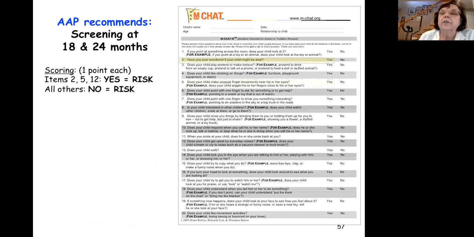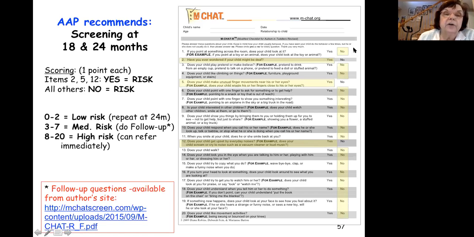There are 3 items where the yeses score as risk points, whereas in general, it's the no's that are risk. So if you point to something across a room, does your child look at it? If they say no, that's a risk factor. So 0 to 2 is low risk. You want to repeat it at 24 months. And then 3 to 7 would be medium. And so you might do these follow-up questions.